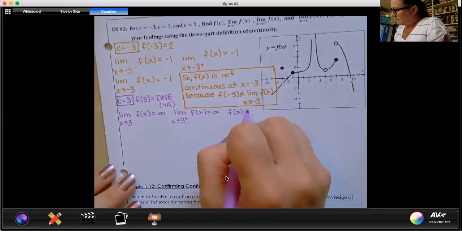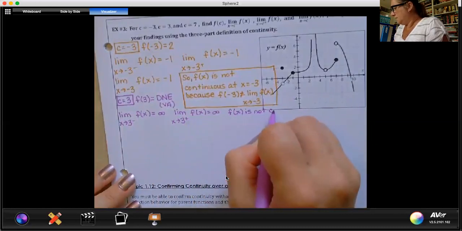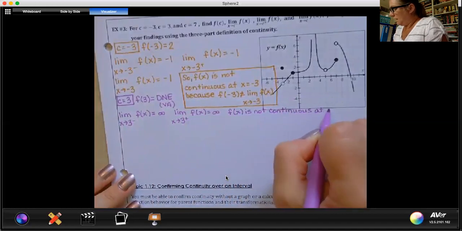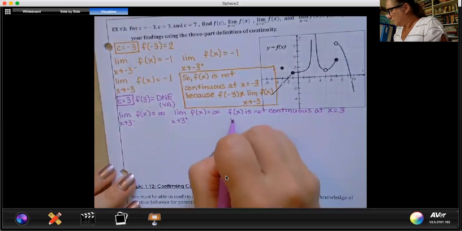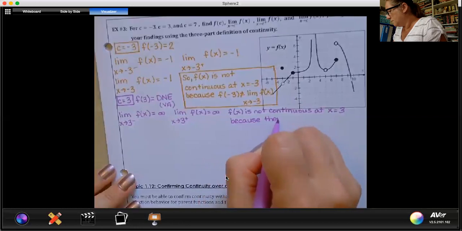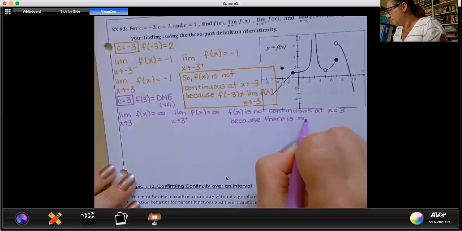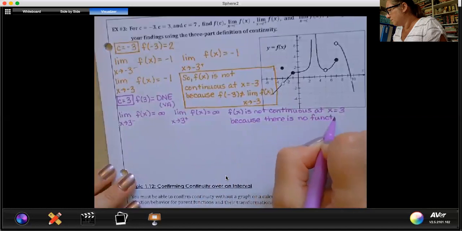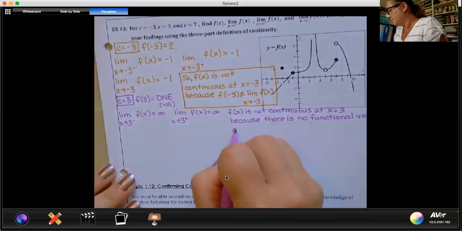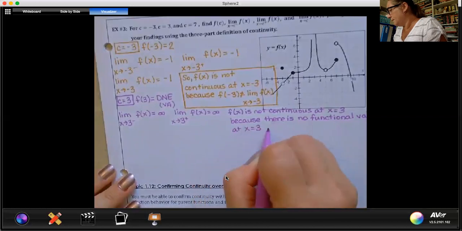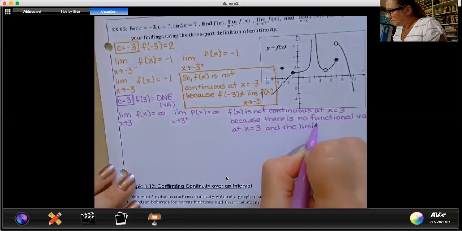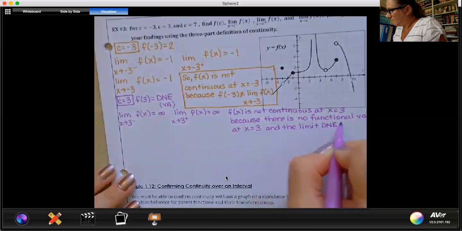F of x is not continuous at x equals 3 because there is no functional value at x equals 3, and the limit does not exist because of unbounded behavior.